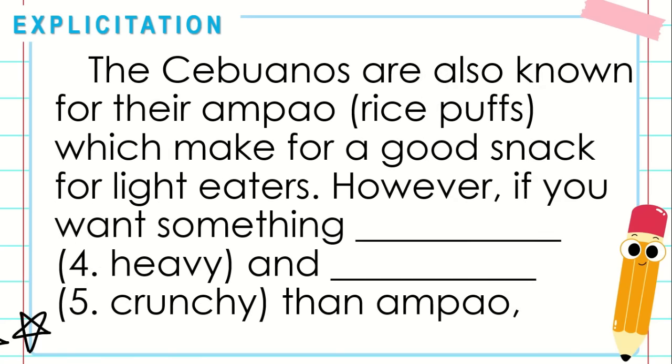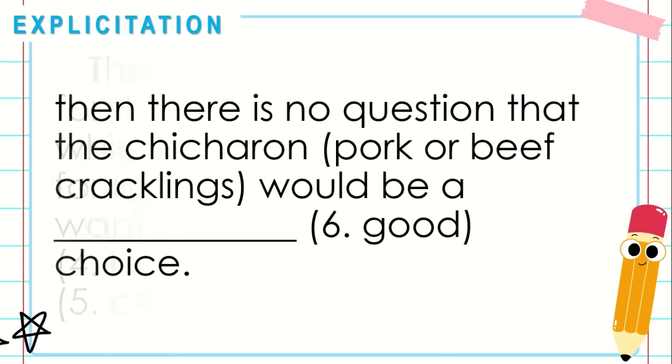The Cebuanos are also known for their ampao, or rice puffs, which make for a good snack for light eaters. However, if you want something blank, heavy, and blank, crunchy than ampao, then there is no question that the chicharon, pork or beef cracklings, would be a blank good choice.